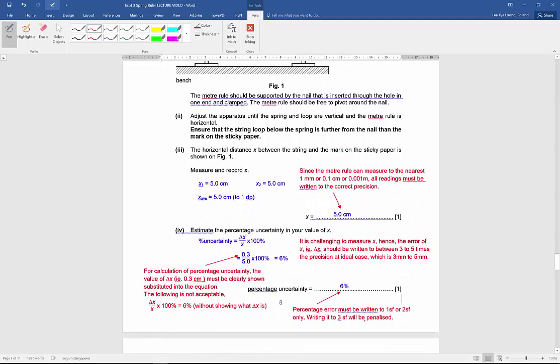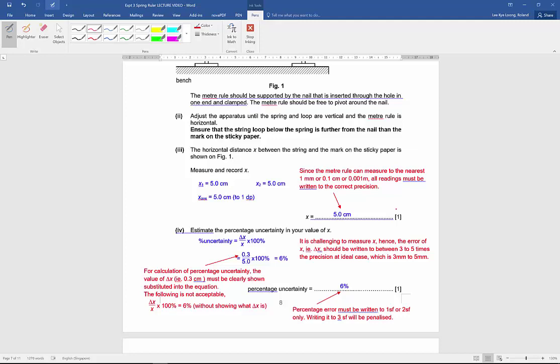Measure and record X. It has to be written in that manner: X1, X2, X average, and the final value. You can write it in terms of cm, mm, or meter. It's up to you. For this part it does not have to be exactly the same as later. Even if later you put meter, that's fine, because 5.0 cm is equal to 0.050 meters.